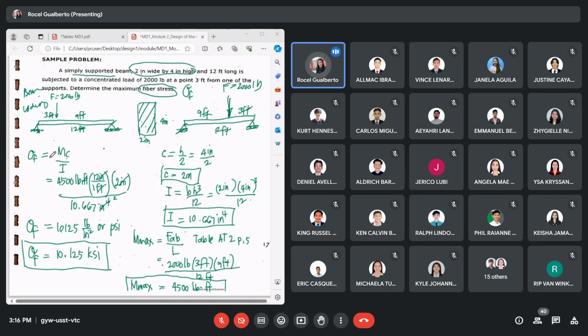Then we substitute that to the flexural stress formula, Mc over I. Then we arrive at 10.125 ksi. Okay? So ito po yung first part ng problem po na natin sa pure bending.